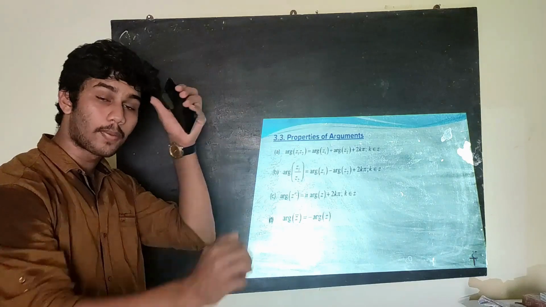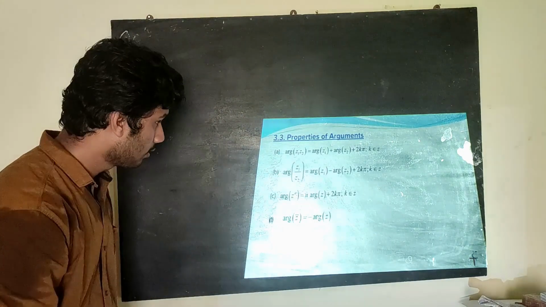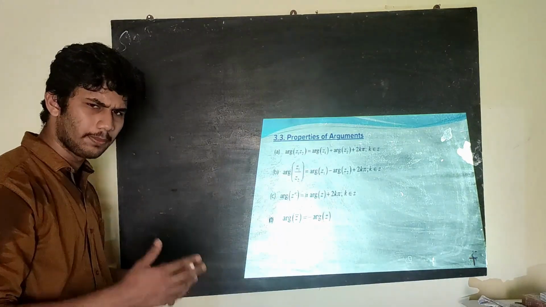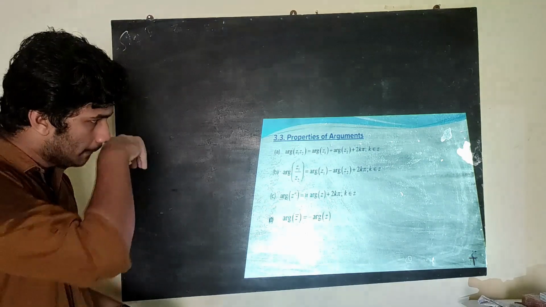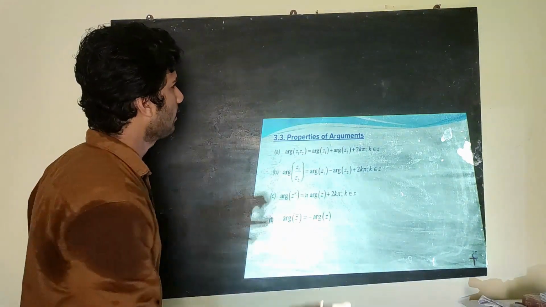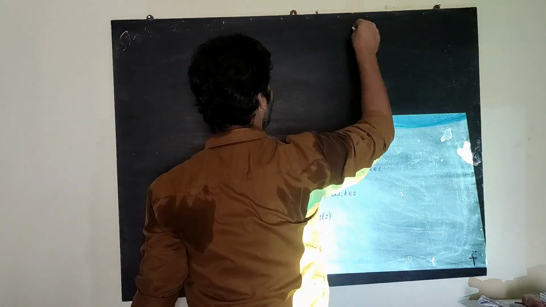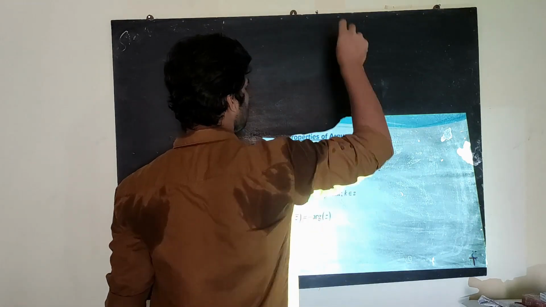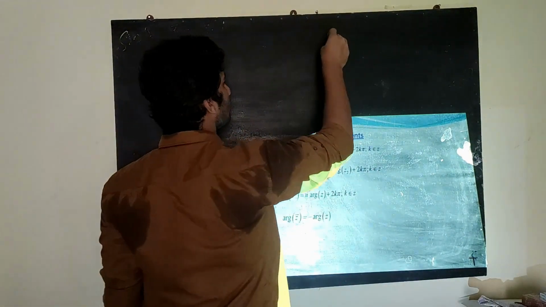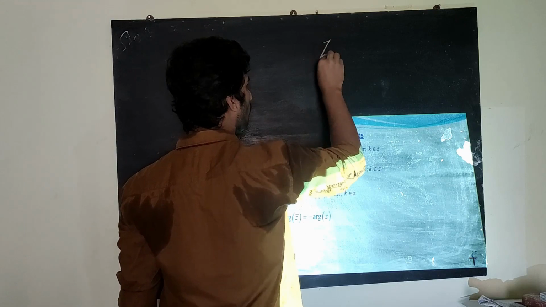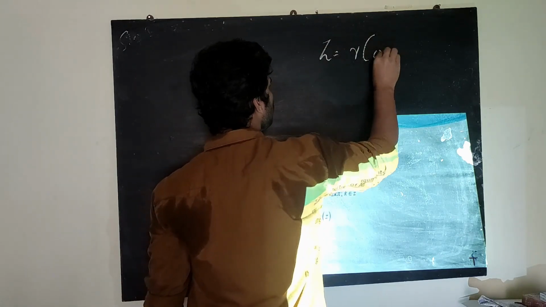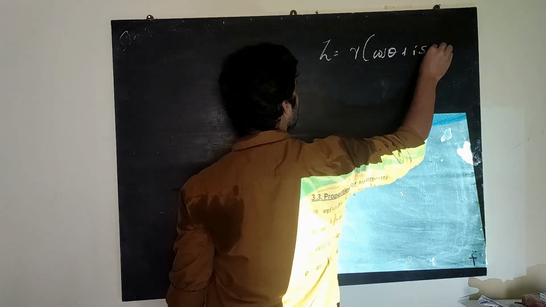Yeah. Some properties of argument. This is a very important topic. It's simple to understand also. I need you to remember this thing one more time. I need this for the proof only. That is, a polar representation of a complex number is r into cos theta plus i sin theta.